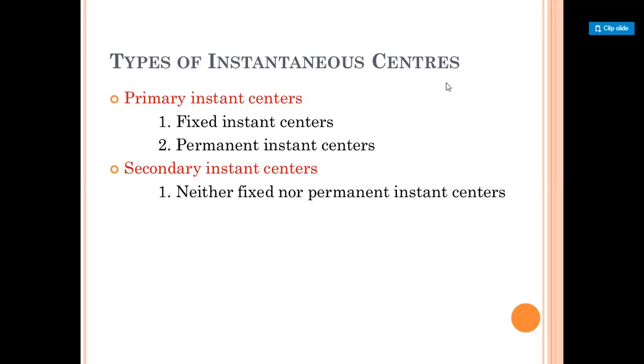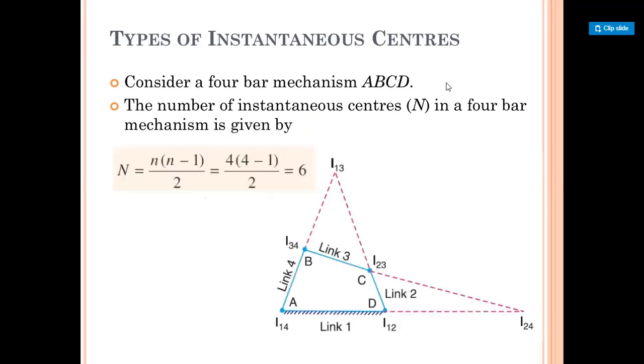Primary instantaneous centers are on the body of the mechanism, right? The instantaneous centers which you can get on the body of the mechanism, or on the linkages or joints of the linkages, are the primary instantaneous centers. And the instantaneous centers which you get outside of the linkages, which are not on any kind of link or any kind of joint, are the secondary instantaneous centers. The types of instantaneous centers.